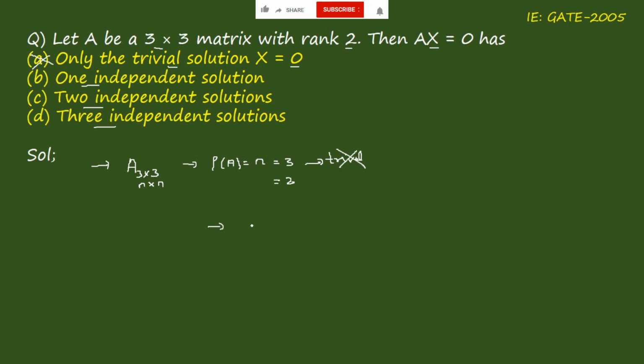Now we are finding the number of independent solutions. It is given as n minus r, where n is nothing but the order of a matrix, r is nothing but the rank of a matrix. So it is given as 3 minus 2, which is equal to nothing but 1. So it has one independent solution. So answer is option B. Now coming to next question.